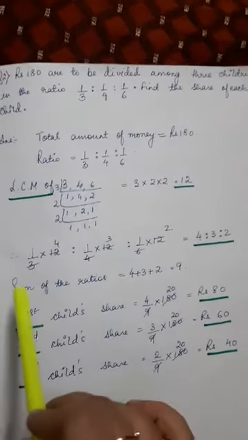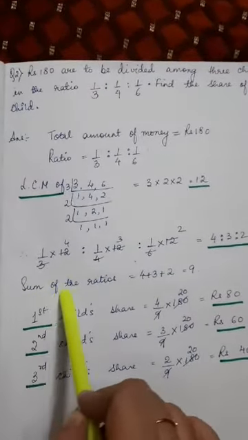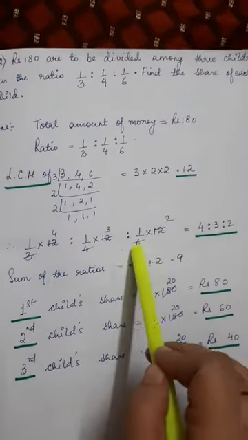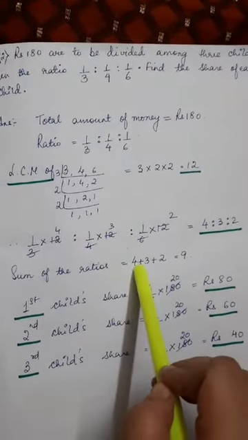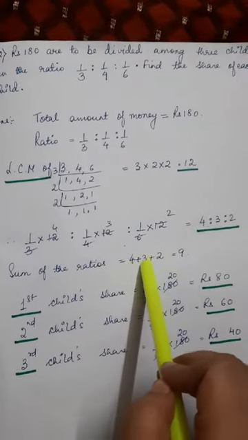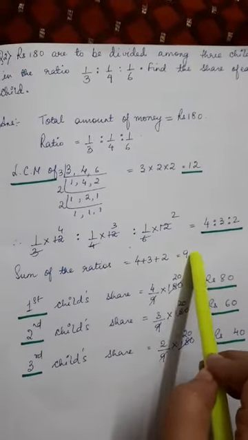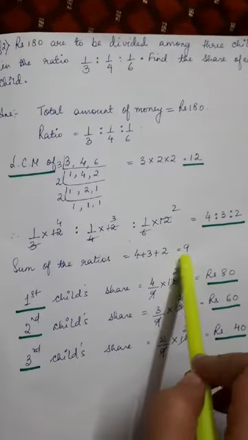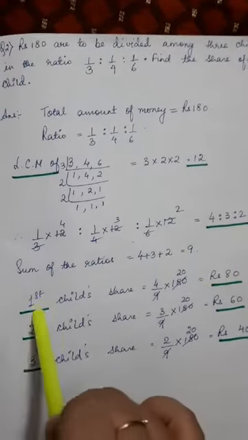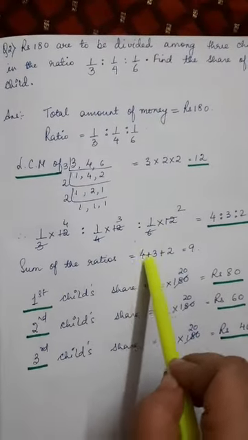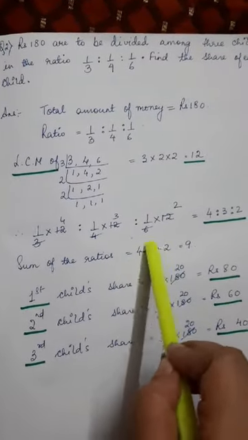The process is, you will find the sum of the ratios. Sum means addition. So, add these 3 ratios: 4 plus 3 plus 2. 4 plus 3 is 7, 7 plus 2 is 9. So, 9 is the total sum of the ratio. After finding the sum of the ratio, this is the first ratio, this is the second ratio, this is the third ratio.